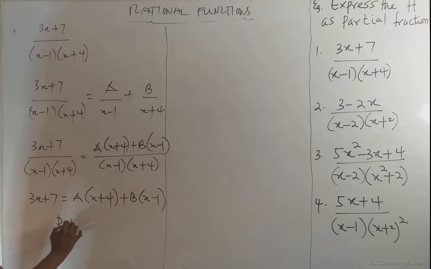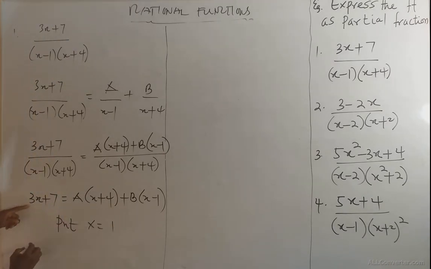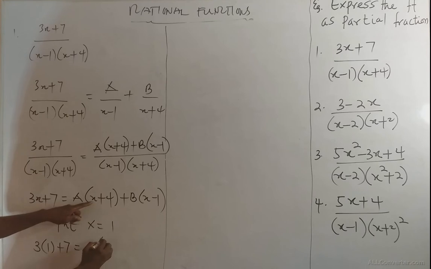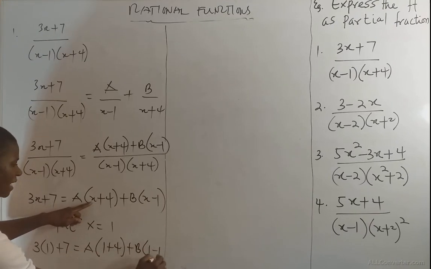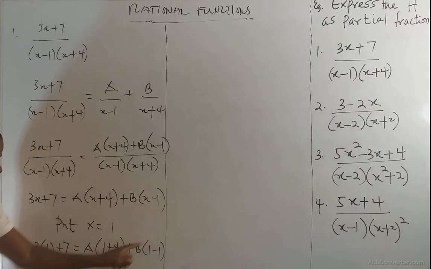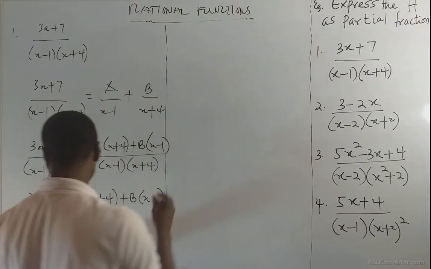So first we say put x is equal to 1. And we know why we are doing that, and that's what I've explained. So wherever you see x, you now substitute it by 1. So we have 3 times 1 plus 7. This is equal to a times (1 plus 4) plus b times (1 minus 1). And 1 minus 1 is 0. So 0 times b. b is now out of the equation.